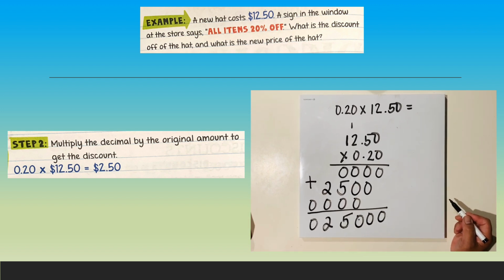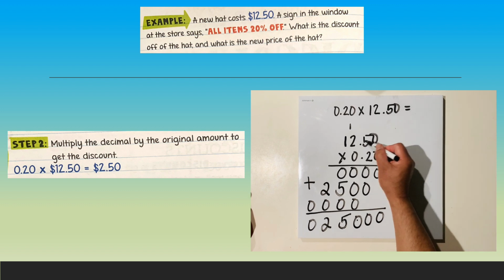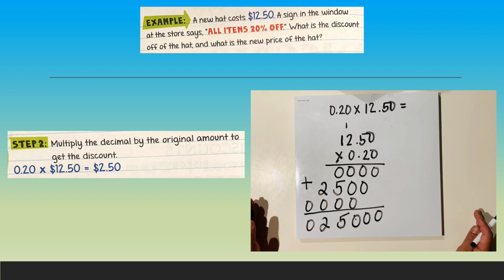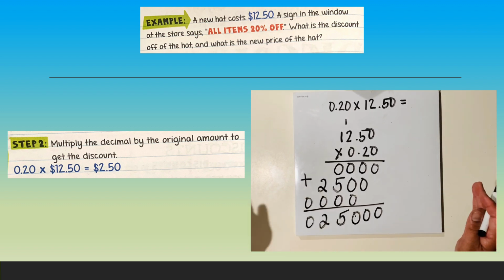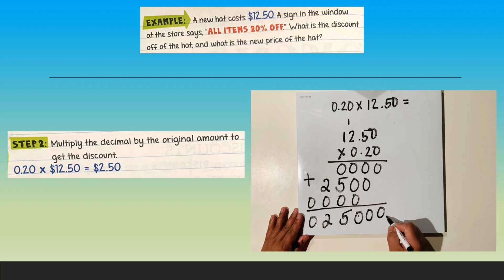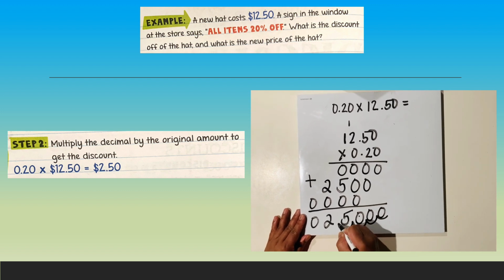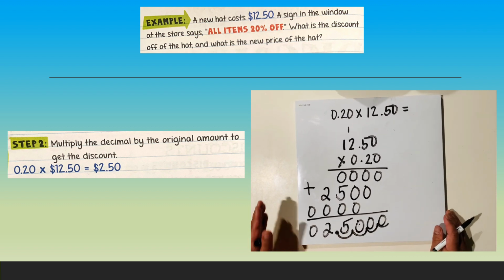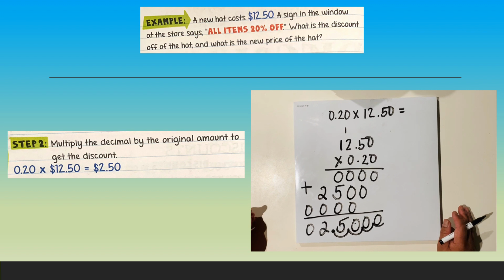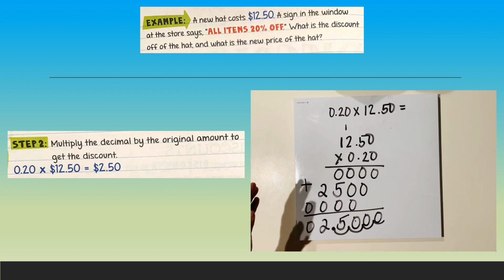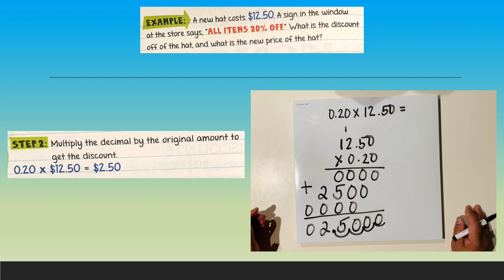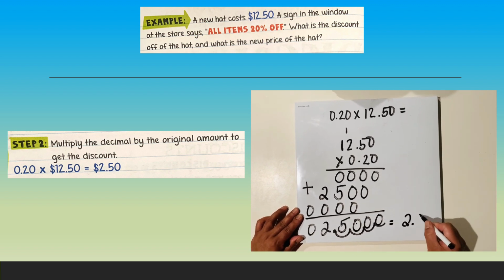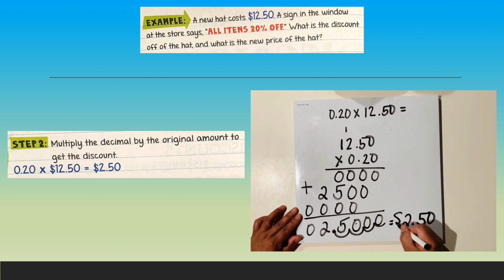Now, how many decimal places do we have? Count: 1, 2, 3, 4. To write your decimal point, you have to start counting from your right, going to your left. Let's start: 1, 2, 3, 4. So the decimal point goes between 2 and 5. But we have to remember, our goal here is to get the answer in terms of decimal places up to the hundredths place. So how are you going to translate this? The answer now is $2.50. Okay?